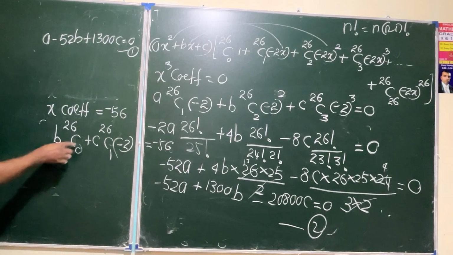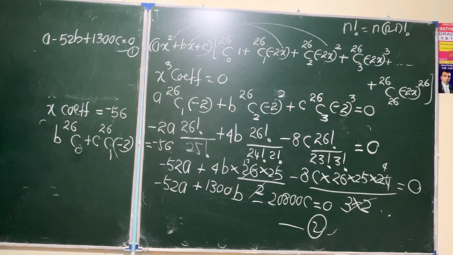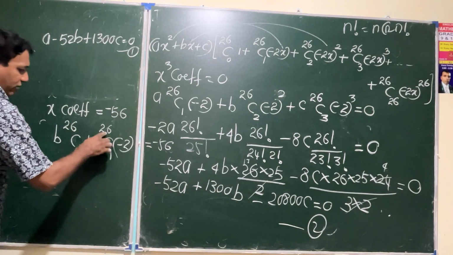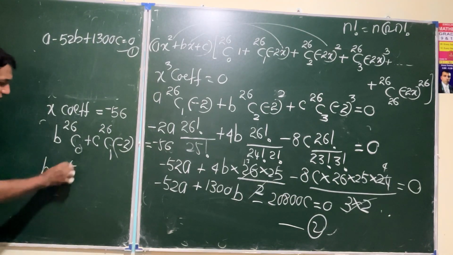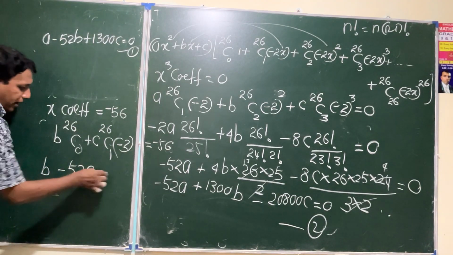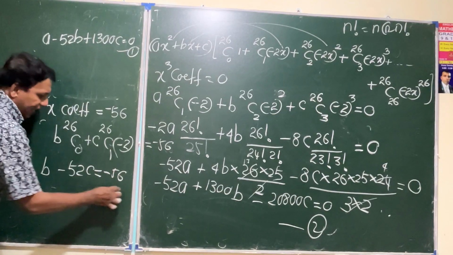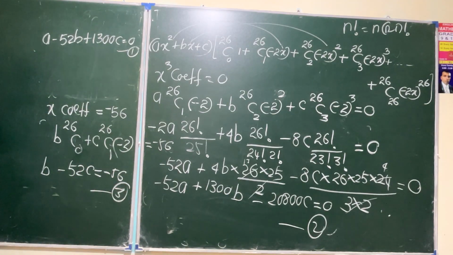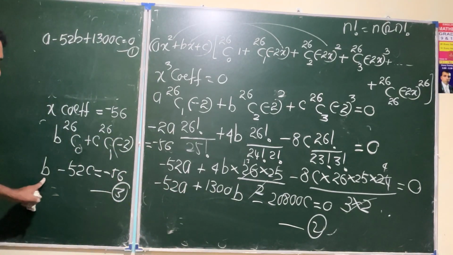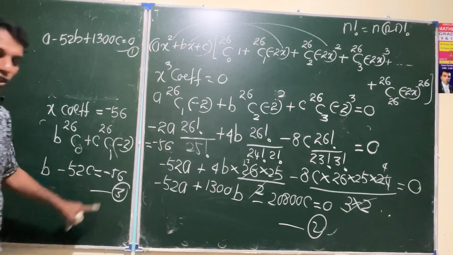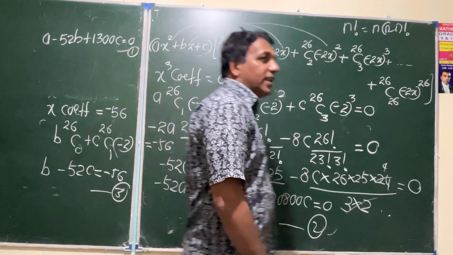Now you can simplify that. So here 26C0, there is b only, and here you can simplify 25 times 52c, and so rearrange: b minus 52c equals negative 56. Say your third equation. Further you simplify, you can get some simple form. You see here that b and c is one equation, right? B and C, one equation.